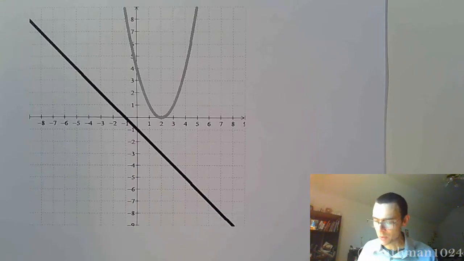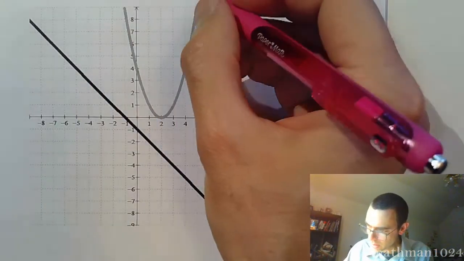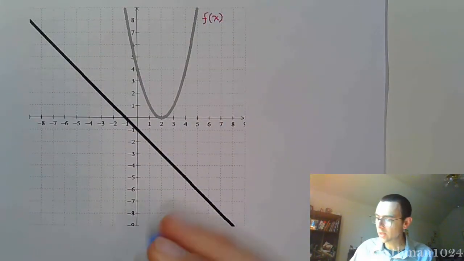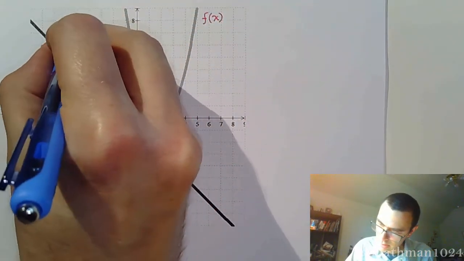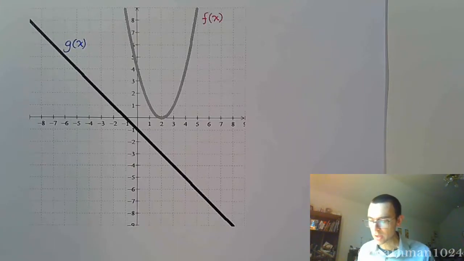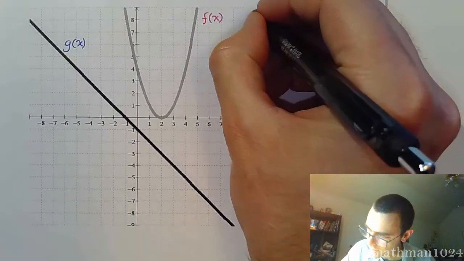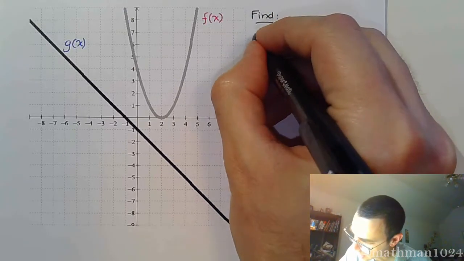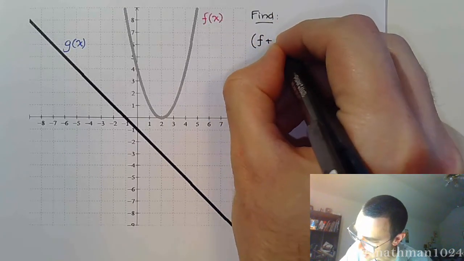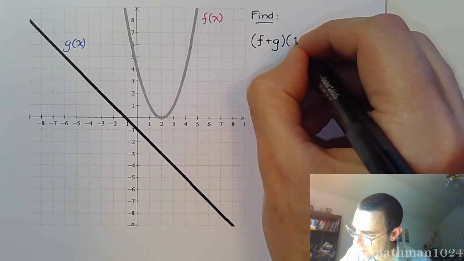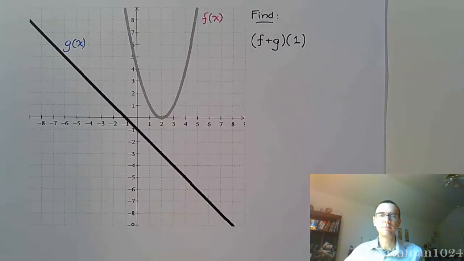So let's look at this. I'm going to call this lighter guy right here f of x, and let's call the line g of x. From here, I'm going to ask you questions. I'm going to ask you to find the following. I want you to find f plus g of 1.